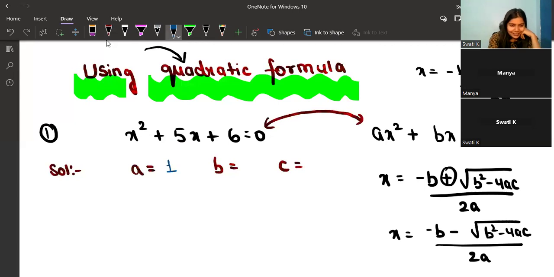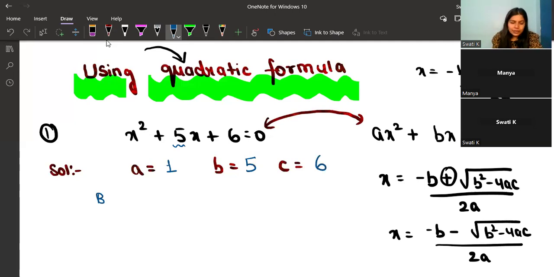1. Correct? See, here, imagine if it is 6x squared, then it will be 6. There is nothing, that means 1 is getting multiplied there, right? So it's 1. What is B? B is the coefficient of x, 5. And what is C? C is the complete thing, the constant, right? So that is 6.